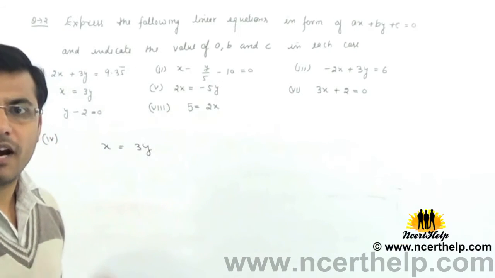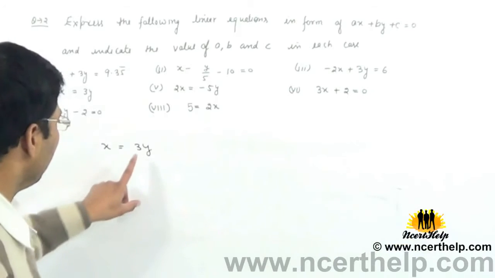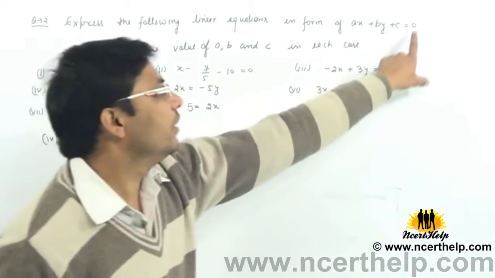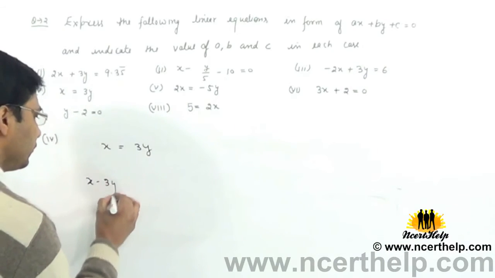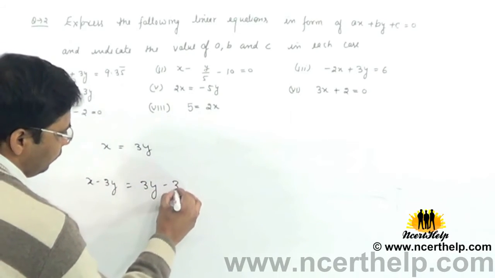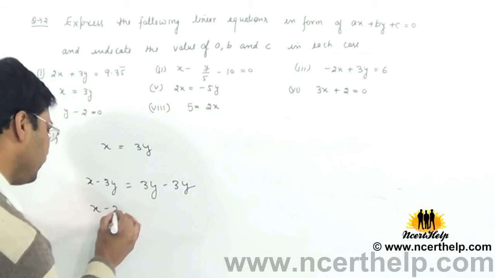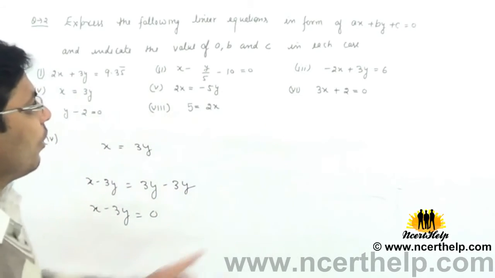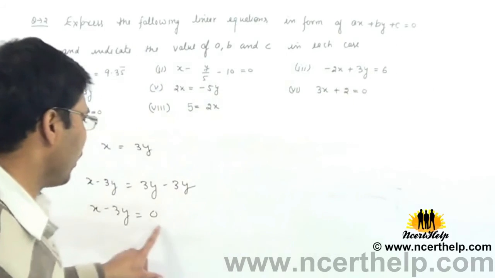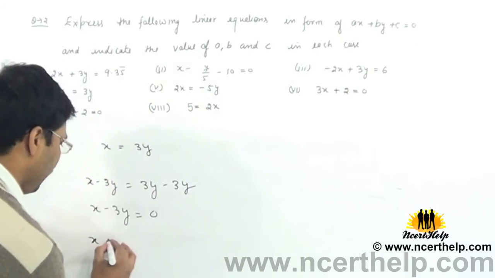Let's consider fourth part. In fourth part, there is 3y, but we need 0 here. So subtract 3y both sides, and we get 3y minus 3y equals 0. So on right hand side we have already got now 0. So we can write it.